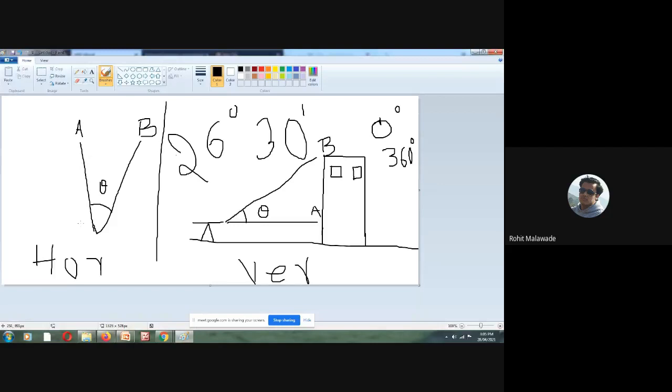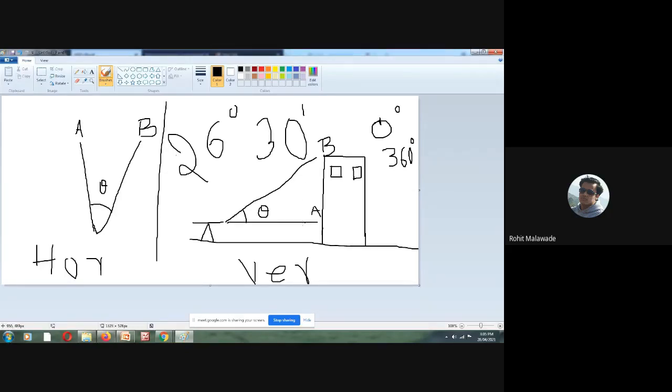So for horizontal angles, if you want more precision, we will be using a theodolite. Now coming to this particular diagram, if I want to measure the angle between the two points A and B on this particular building, what is this? This diagram I use for measuring the vertical angle.